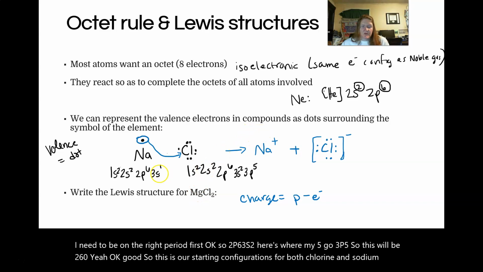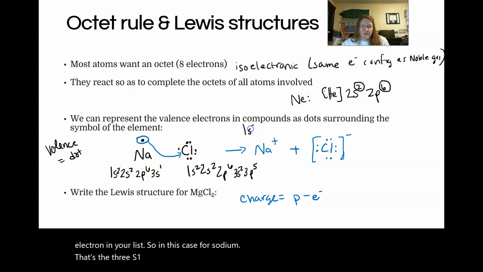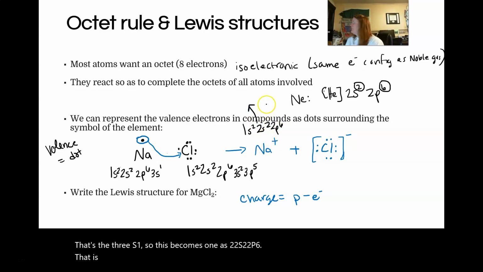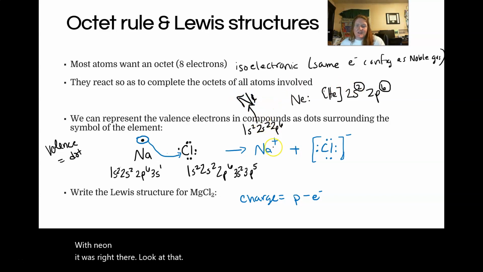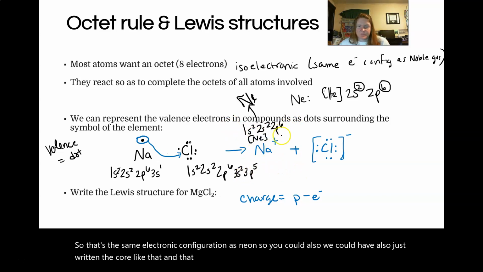Now, we remember from our work with electron configuration, you're going to lose the highest electron in your list. So in this case for sodium, that's the 3s1. So this becomes 1s2, 2s2, 2p6. That is isoelectric with a noble gas, with neon. Oh, it was right there. Look at that. So that's the same electronic configuration as neon. So we could have also just written the core like that, and that is equally accurate. That means that this ion is stable.